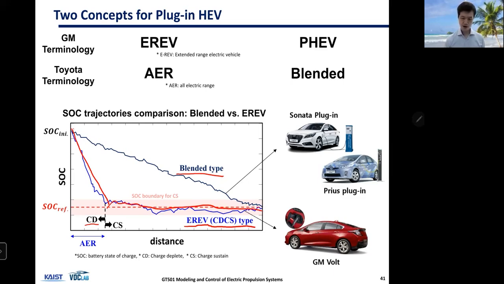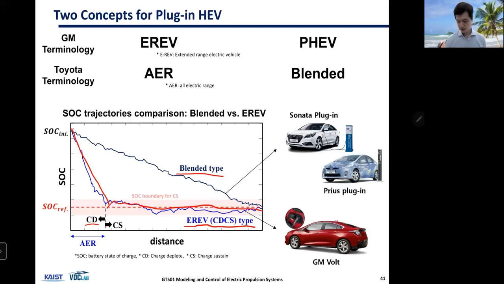But if you have smaller motor and battery power, then if you're traveling at higher speed, or if you step on the gas asking for high power, then the engine has to come on because your motor and battery cannot provide all that power. So the engine has to come on even if the battery is fully charged. And that type of plug-in hybrid is called blended type.